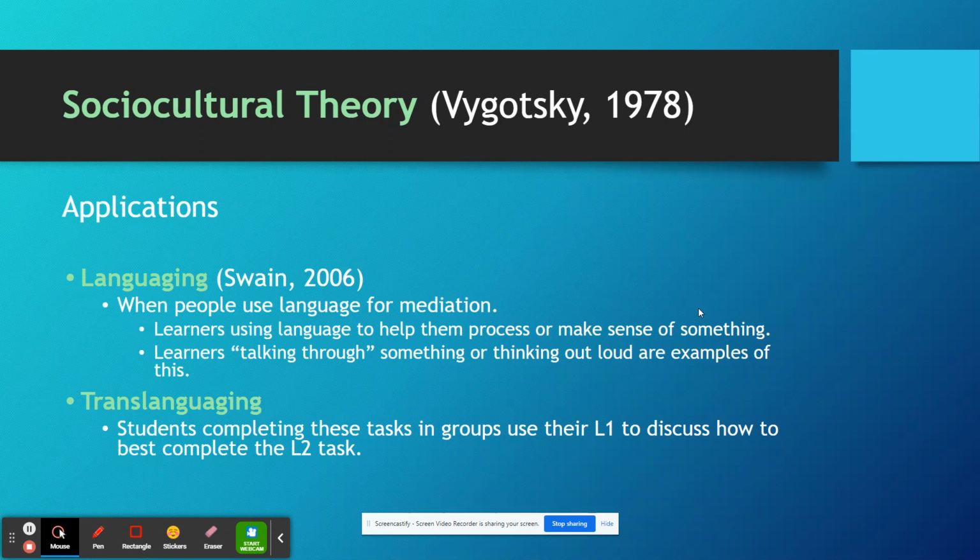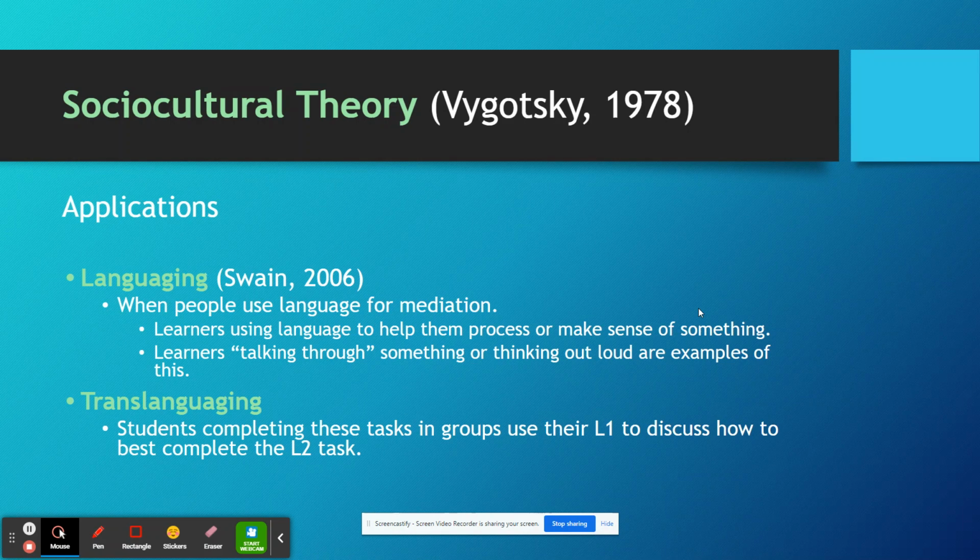Swain also observed that students completing these tasks in groups often resorted to the use of their L1 to discuss how to best complete the L2 task. In other words, they were ordered to talk to each other in English to figure out how to best write the paragraph or complete the worksheet or whatever. But when the teacher walked away, they started talking to each other in Spanish or whatever. And actually, I guess with Swain, it'd be French, right? So this activity or phenomenon is now commonly referred to as translanguaging. Notice translanguaging is not translating.